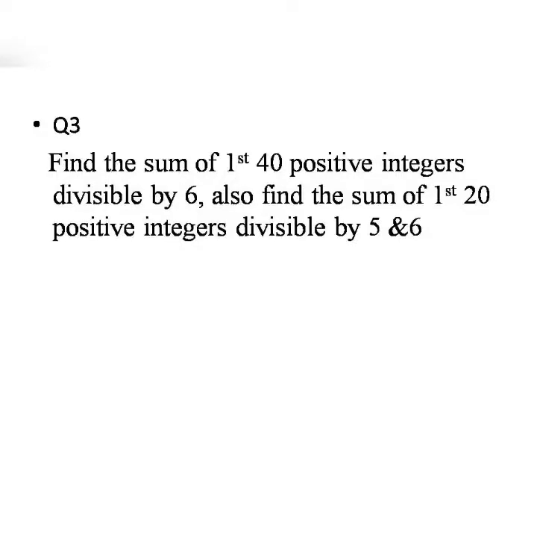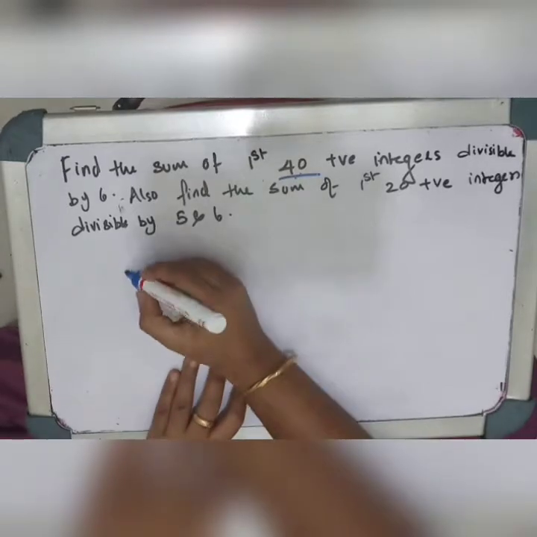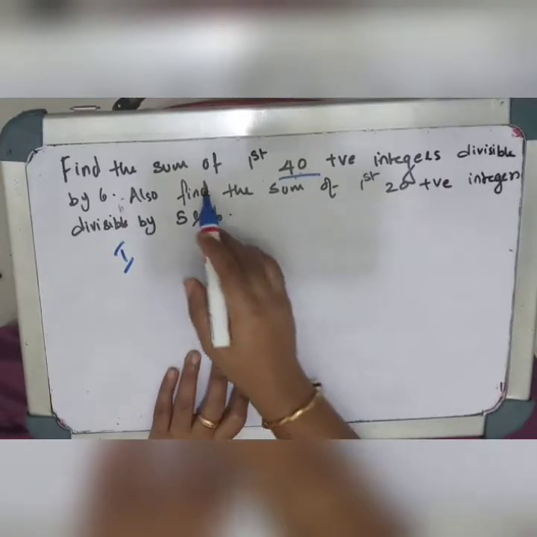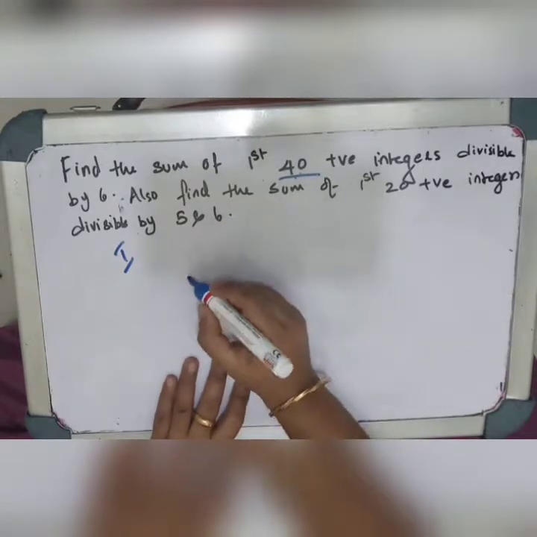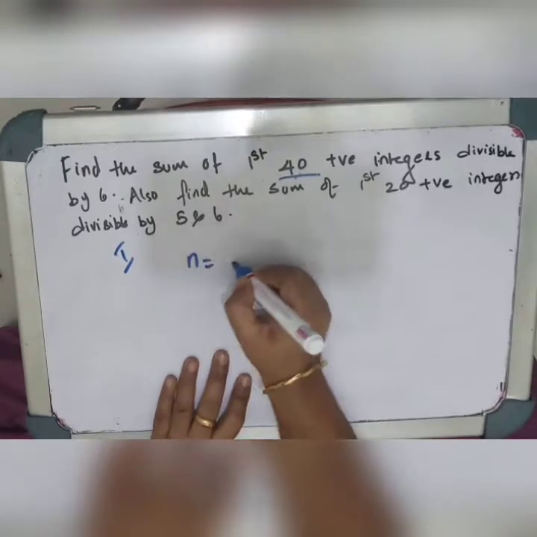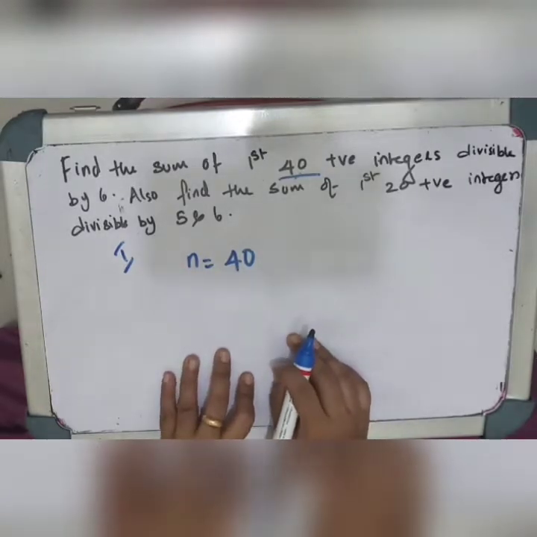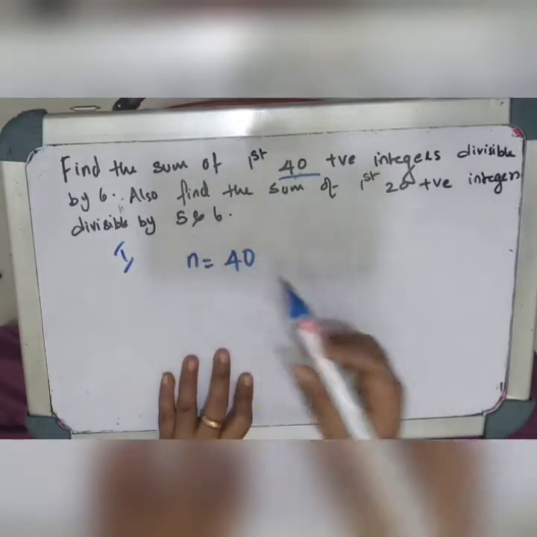The third question is, find the sum of first 40 positive integers divisible by 6. Also find the sum of first 20 positive integers divisible by both 5 and 6. So the question is divided into two parts. Let's see the first part. In the first part, we have to find the sum of 40 positive integers. So n is equal to 40. We have to find the sum of 40 terms which are divisible by 6.